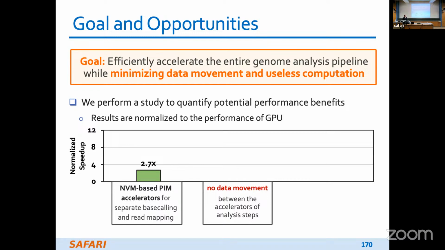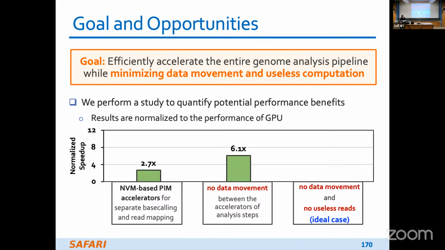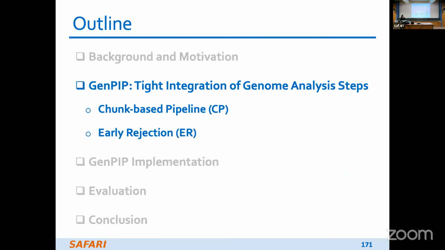And second, we consider that there is no data movement between the accelerators of the analysis steps, which can achieve a 6.1 times speedup. And third, we consider there is no data movement and no useless reads, which is the ideal case in this scenario, which can achieve a 9 times speedup compared to the GPU.